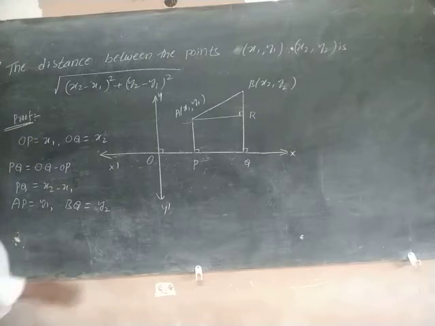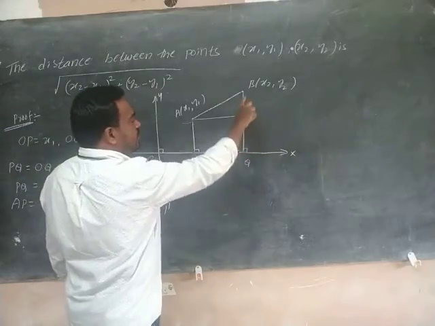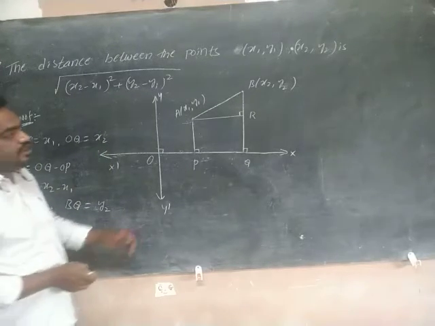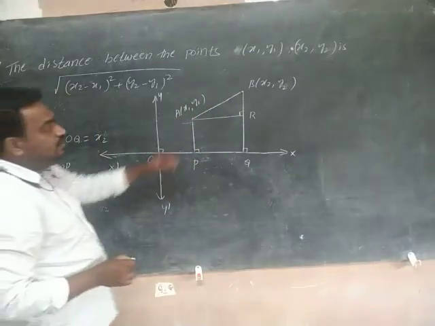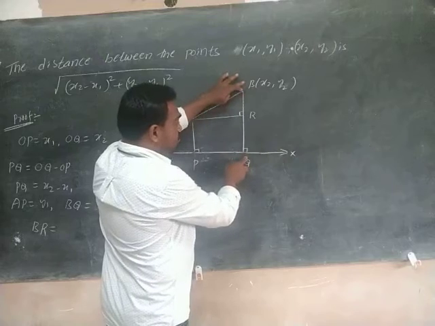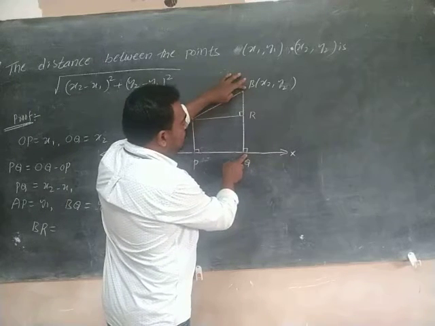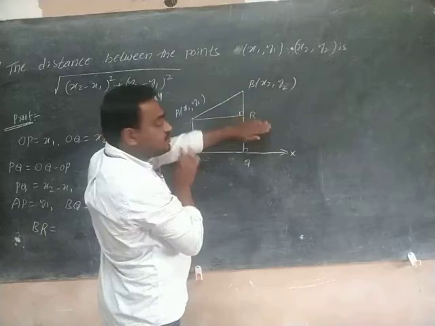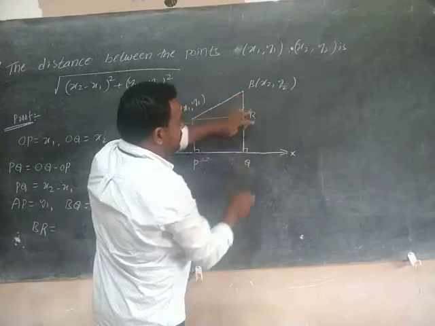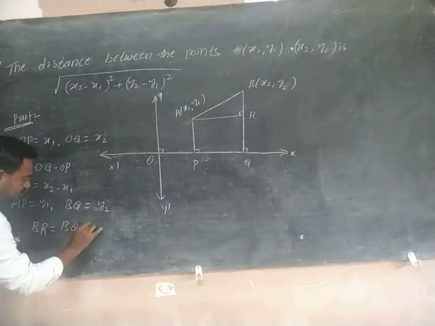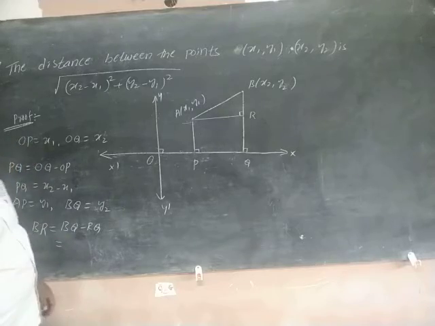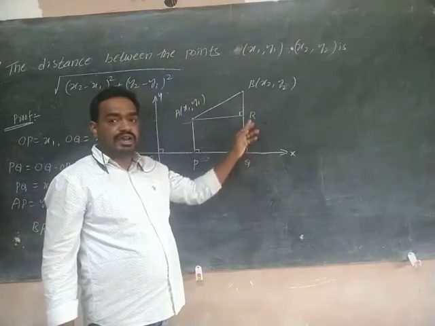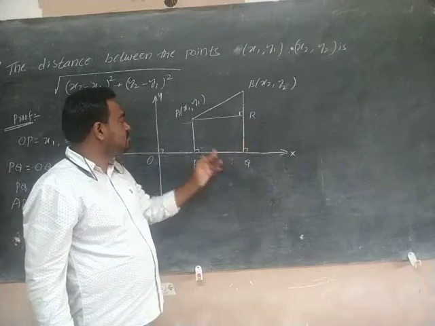Okay. You see here, I am finding this BR distance. So BR is equal to, how are we writing? BQ minus RQ. In this total length, if I subtract this one, we are getting this one, right? So BR is equal to BQ minus RQ. The BQ value we know, that is y2. But RQ is equal to AP.